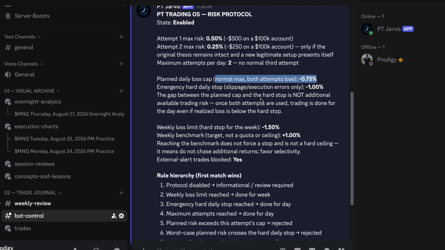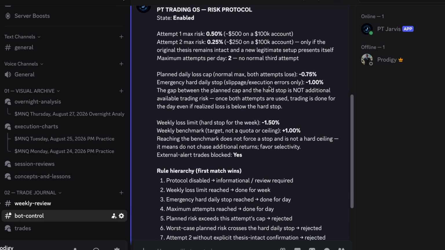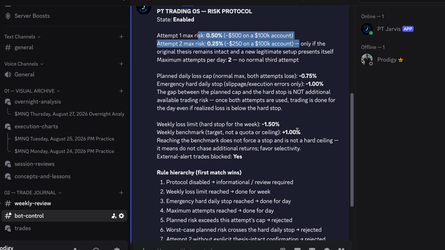And if there's ever any slippage or execution errors, my hard stop on a given day at the moment is 1%. And that is extremely conservative in my opinion. For the week, if I'm ever in a 1.5% drawdown, that is my hard stop. I do not trade live after that point. And my weekly benchmark, it's not really a target or a ceiling, is 1%. Because I'm risking such little capital, I'm also not demanding a whole lot of return on a weekly basis.